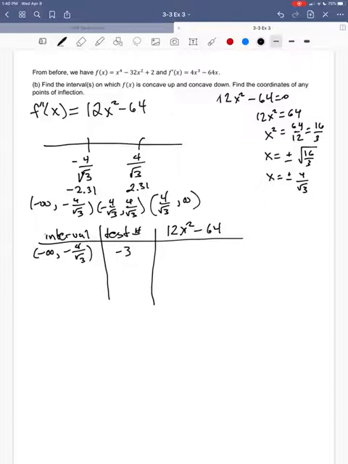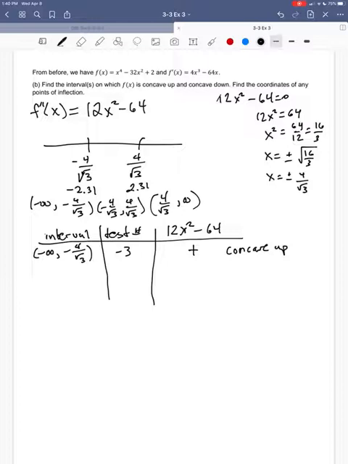And if I put negative 3 in here, negative 3 squared is 9. 9 times 12 is 108. 108 minus 64 is definitely positive. Now that's my second derivative, right? That's my second derivative here. That tells me whether it's concave up or concave down. So if my second derivative is positive, that means it's concave up.